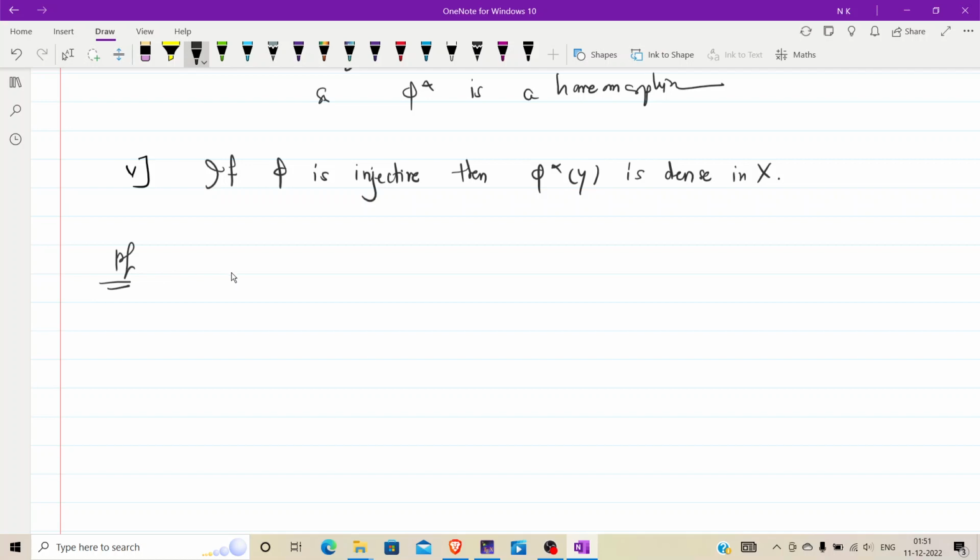What is the closure of phi star of Y? Because we have to show that phi star of Y is dense in X, this means the closure of phi star of Y should be equal to X. That is the only condition we need to prove. So the closure of phi star of Y, which is V of 0 closure, we have seen this in the previous part, is equal to V of 0 contraction. But 0 contraction is the kernel, so that is equal to V of kernel of phi. Now I want to find out when phi star of Y is dense in X.